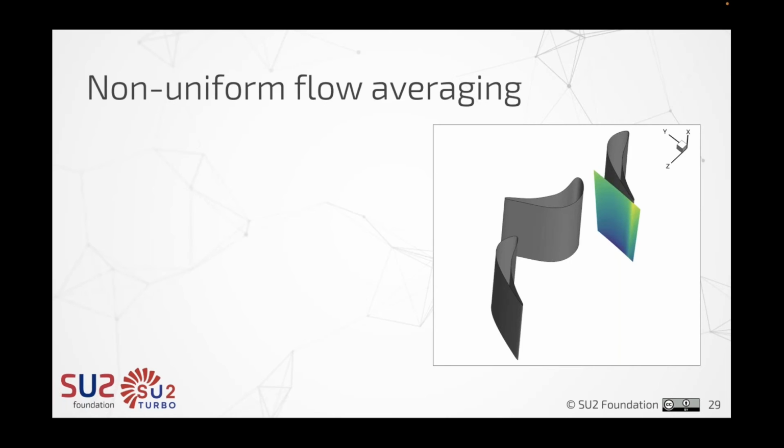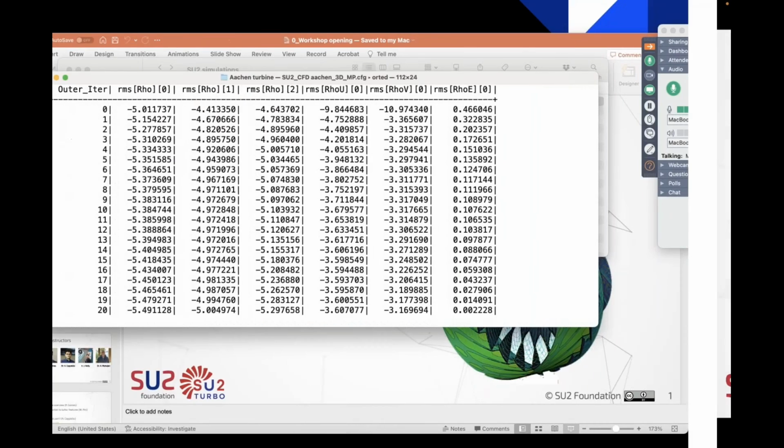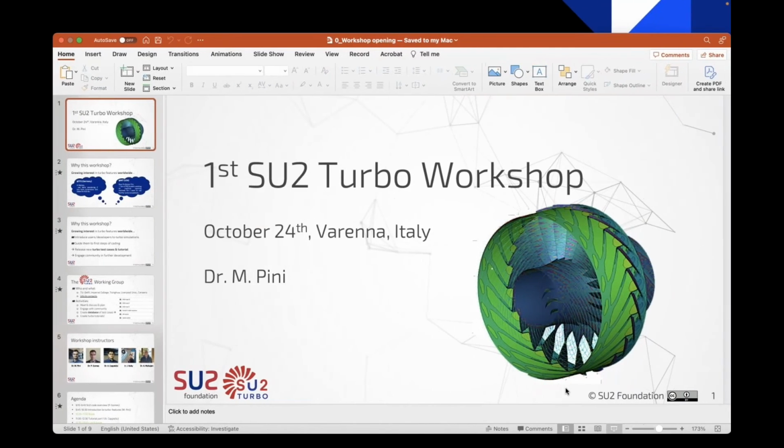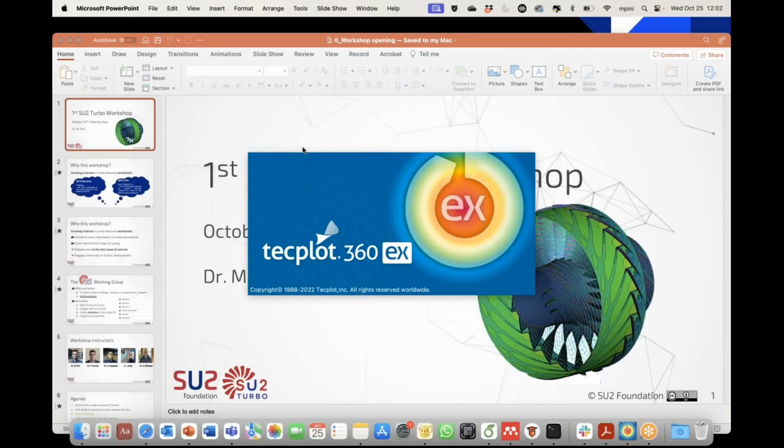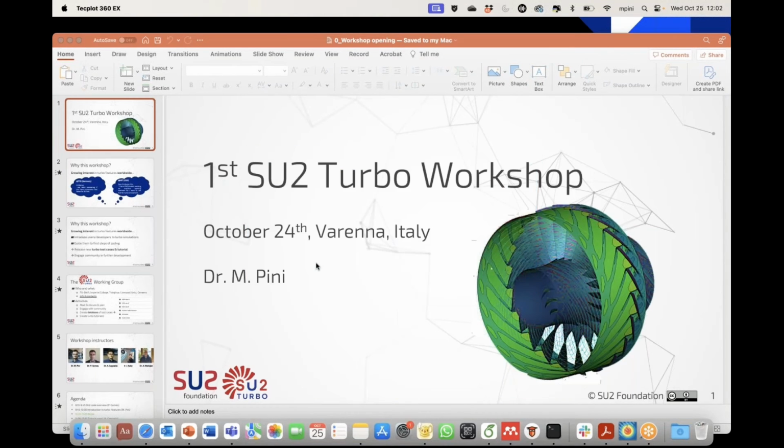However, besides having these nice and colorful plots, usually we base our engineering decisions on charts and numbers. So it's very useful to have the chance to take averages of this non-uniform flow. Well, how can we do this in Tecplot? We can just integrate the quantity on the surface. And for that, let me open a Tecplot window, which is going to take a bit.